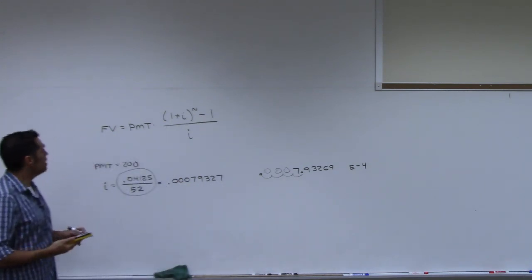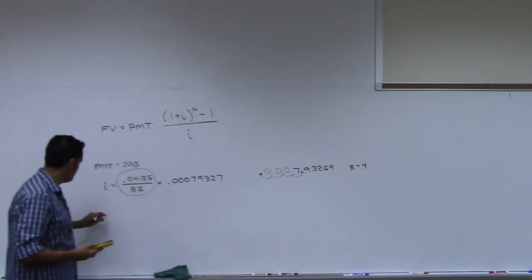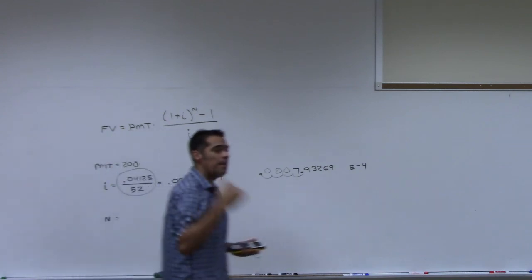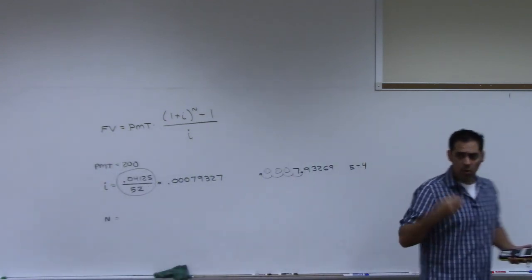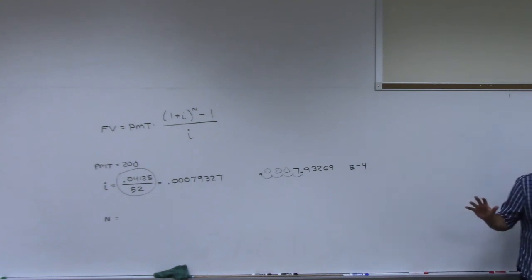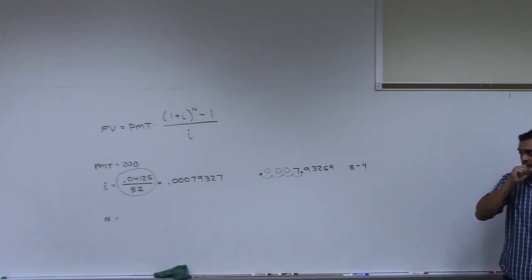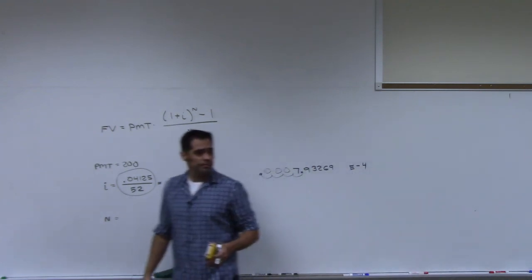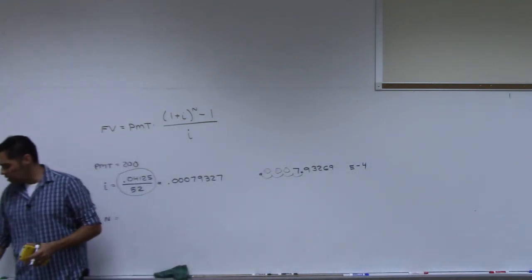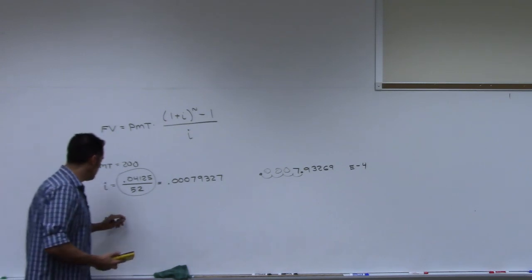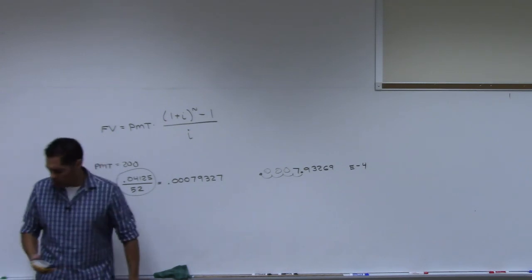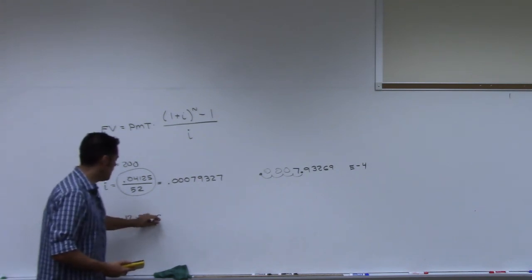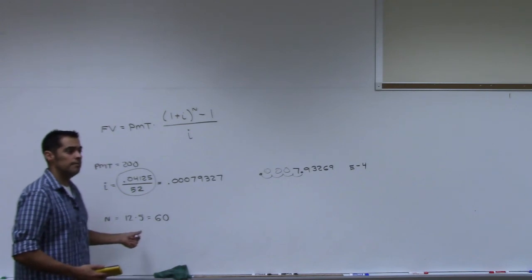Now what else? Do we know what N is? N is the total number of payments, the total number of deposits over the entire period of the savings in this case. You're doing monthly payments. It says that right up there: you deposit $200 every month. So you take 12 months times 5 years, so 60. N is 60. That clear?